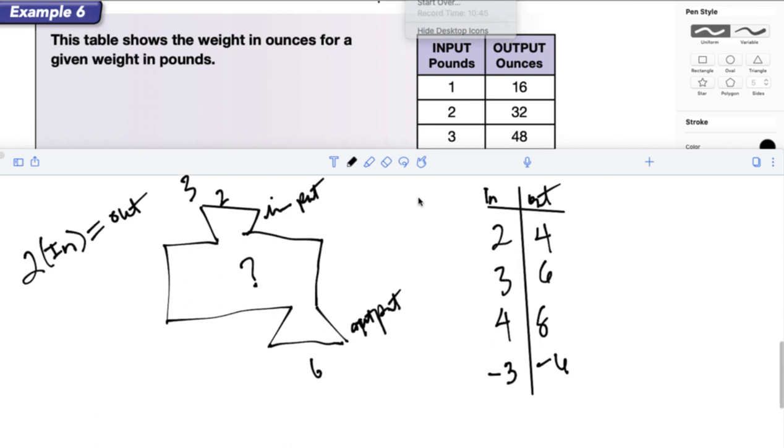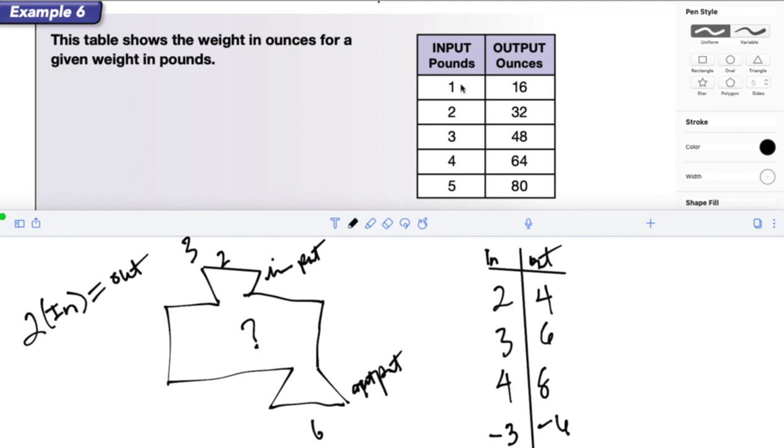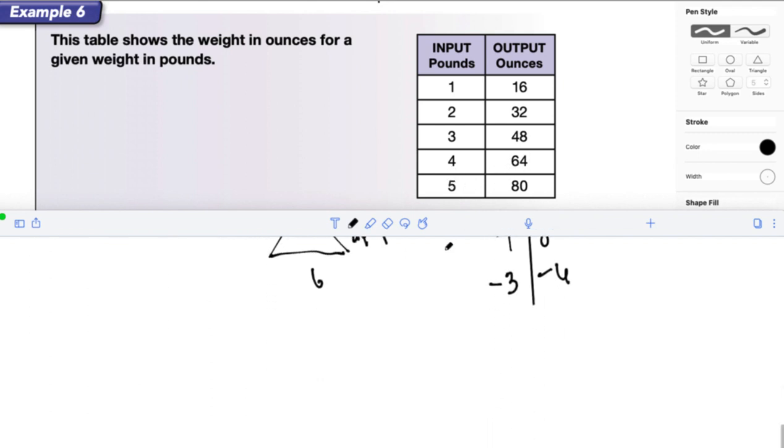Okay, so let's see what our job is here. In this table, we have the weight in ounces for a given pound. So the relationship here is that if I have 1 pound, that's 16 ounces, 2 pounds, that's 32 ounces, 3 pounds, 48, 4 pounds, 64, and so forth and so on. The question that we have to do is to determine what the relationship is between these two things. So what do I do with the input in order to get the output? This table gives the weight, and we want to know what the output's going to be.